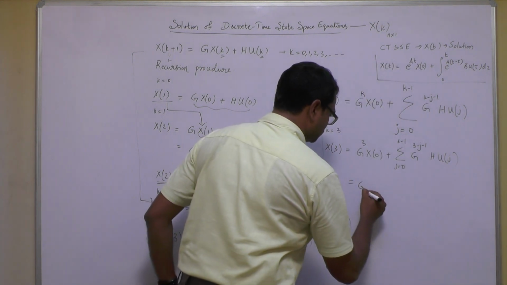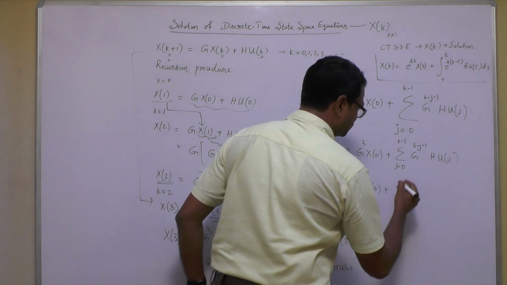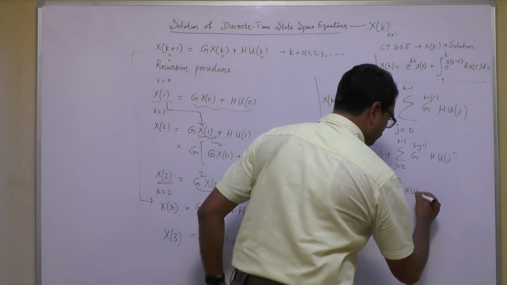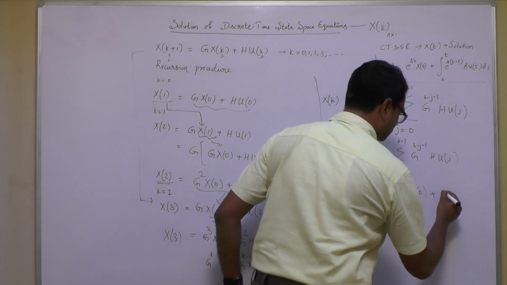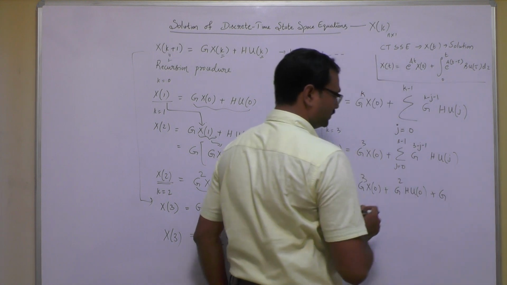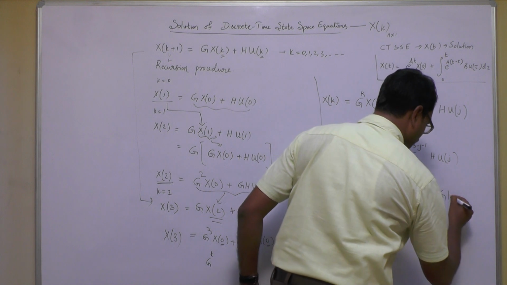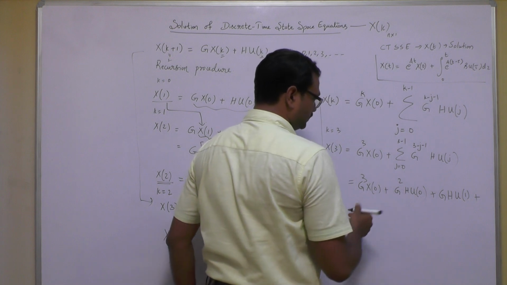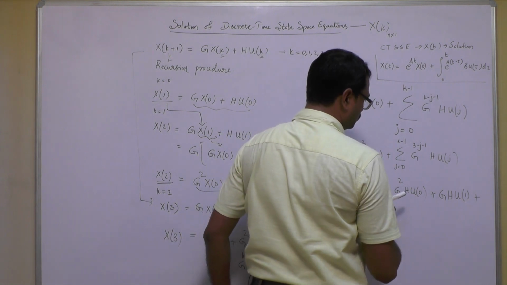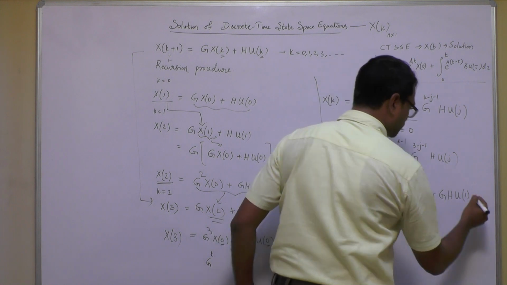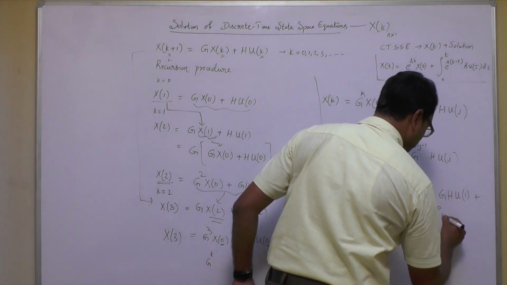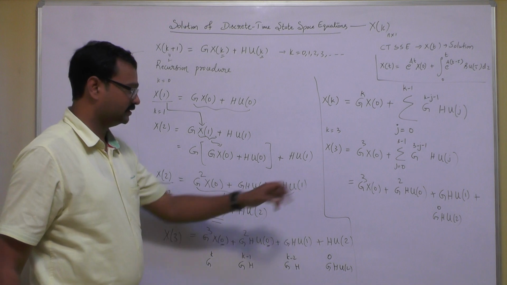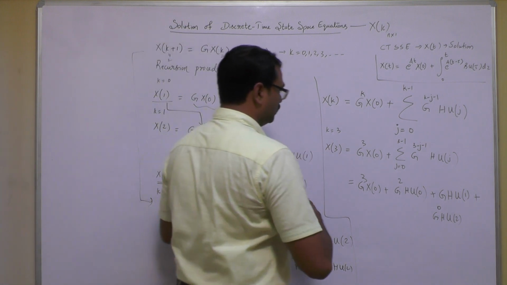Now you can write this easily: g power 3 x0 plus, when j is equal to 0, it is 3 minus 1, so g square h u0, plus, when j is equal to 1, g power 3 minus 2, it is 1, g h u1, plus, when j is equal to 2, 3 minus 2 minus 1, it is g power 0 h u2. So this is the equation. This equation is obtained here, x of 3. So this equation holds good for us.